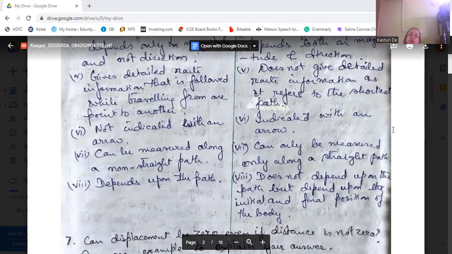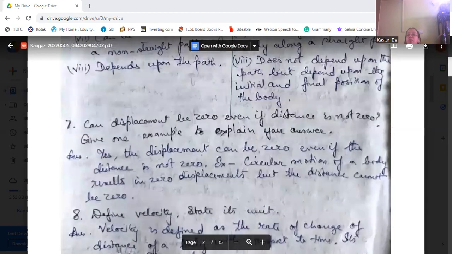Next question is, can displacement be zero even if the distance is not zero? Give one example to explain your answer. Yes, it is possible that displacement is zero even if the distance is not zero. For example, if a body is moving on a circular path, displacement is zero because it is continuously changing its direction, but the distance is not zero because it is covering the whole circular path.